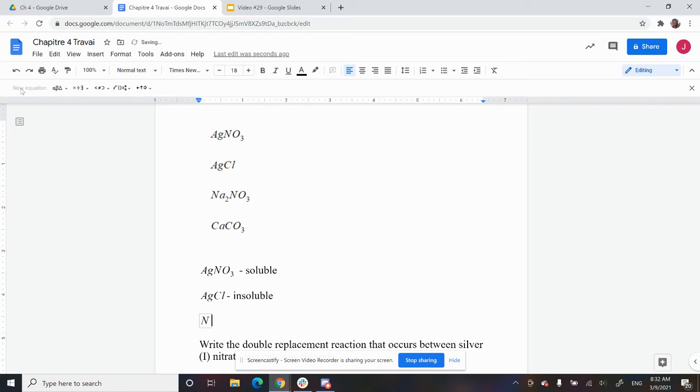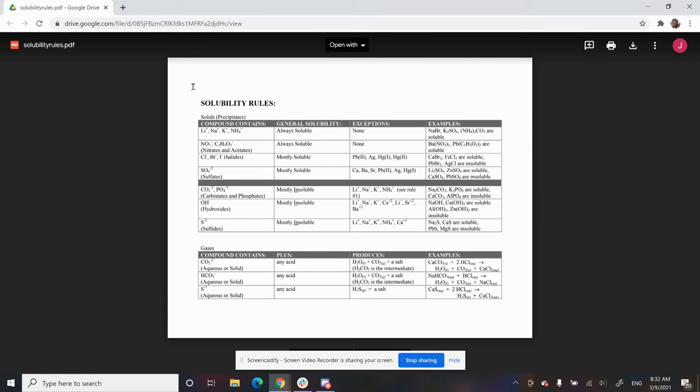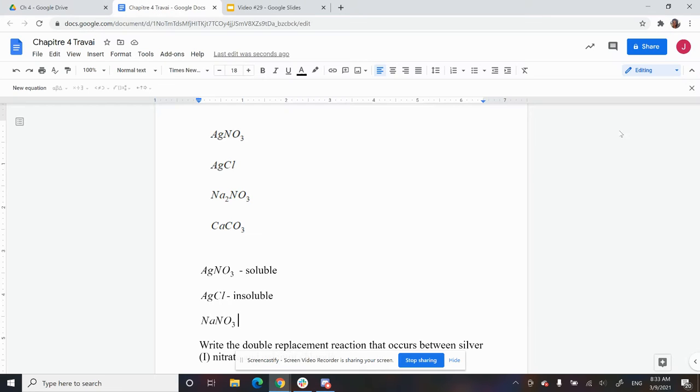I don't know why that says a 2 there. That's just NaNO3. So there is a rule for Na. It's always soluble, no exceptions. I don't even need to check the rule for NO3, but if I did, I would see it's always soluble, no exceptions. If there happens to be two rules, they will not contradict one another. So you could just check one of the elements in the event that there are two rules.